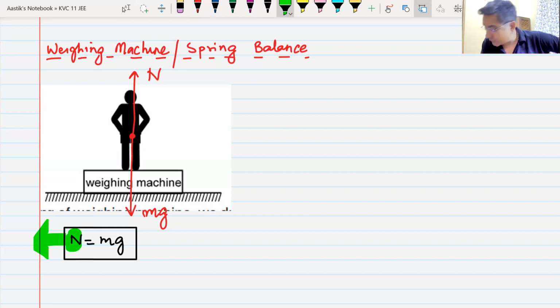It never measures your weight. It only measures the normal reaction or the force exerted by the object on its upper surface. Do we understand this? A weighing machine does not measure the weight of a body. It only measures the force applied by the body onto it. Do we understand this?